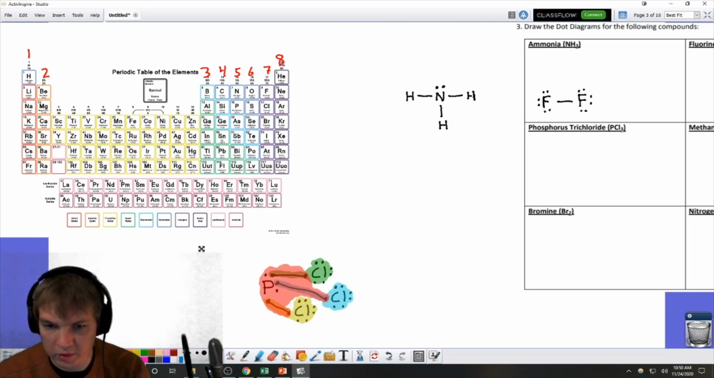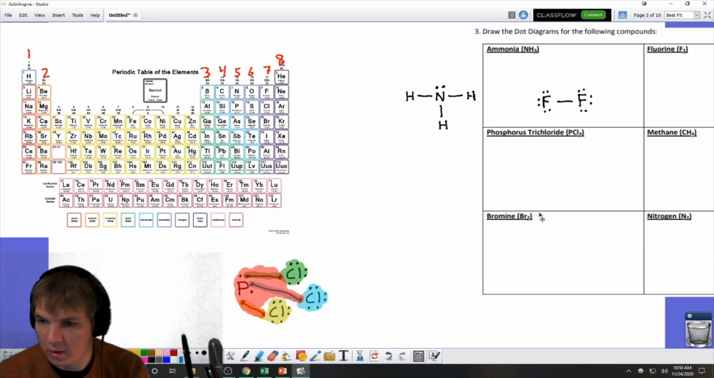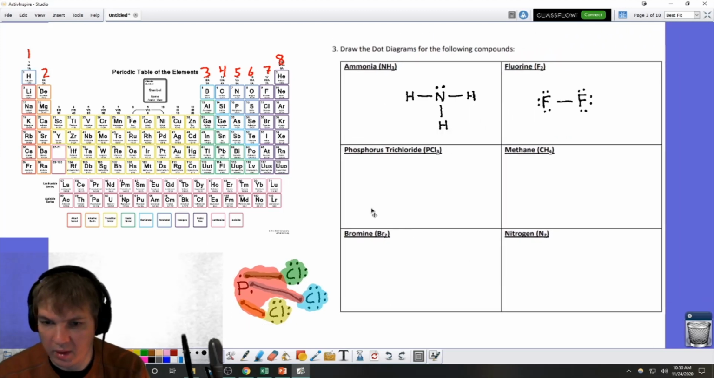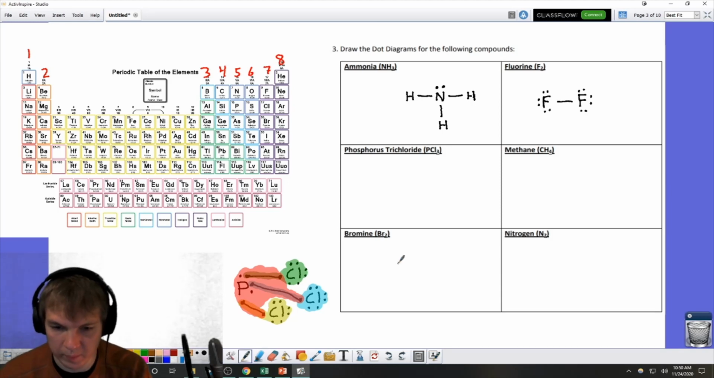I'm just going to move this off to the side, move this back. And then what we can do is actually redraw this so that it's a little bit cleaner. All right, so let's go ahead and do that. We have phosphorus in the center. It's going to be bound to a Cl here, Cl here, and then Cl here.